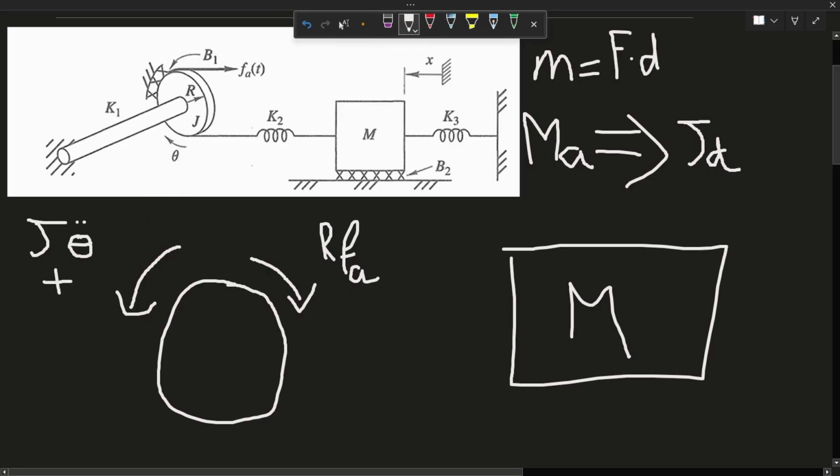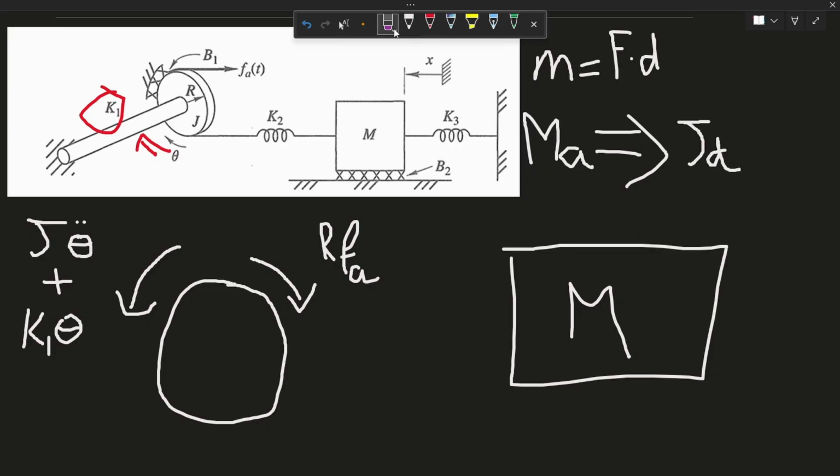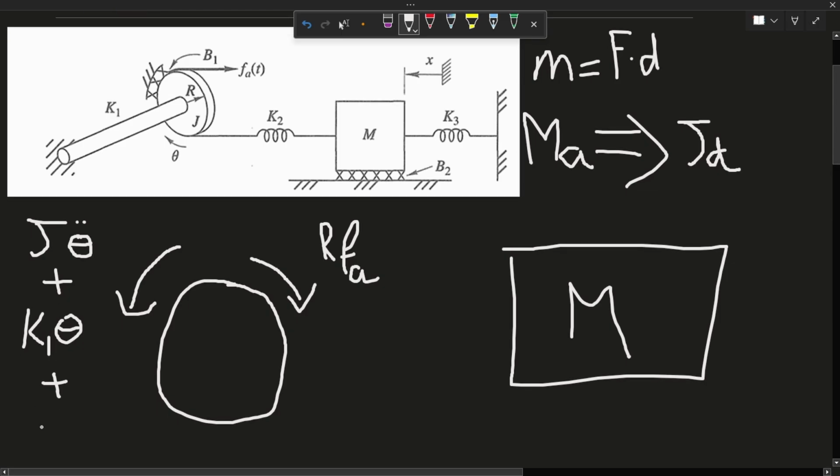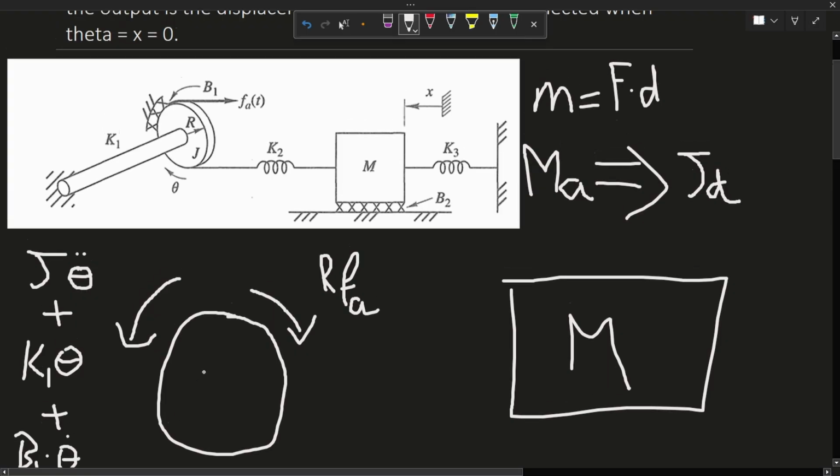Plus, springs. Springs are going to look like rods like this, but whenever you see K, that's just a spring. So the spring force is equal to the spring constant times the angular displacement. Instead of writing Kx, you're writing K theta. It's the same principle for your damper force. It's equal to B1 times angular velocity.